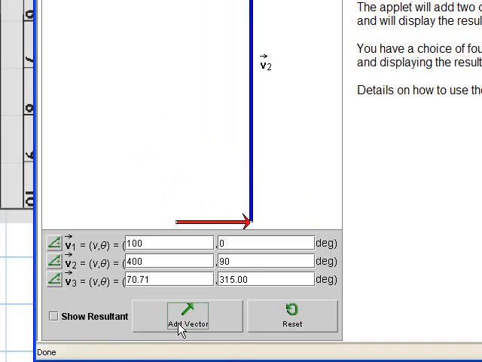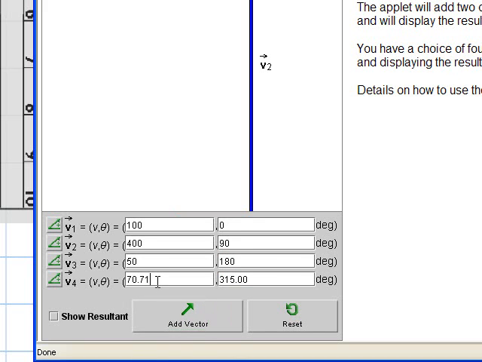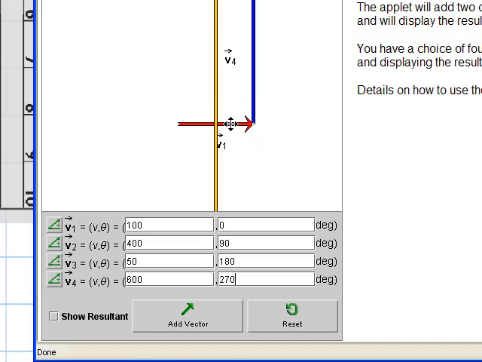Now I'm going to add a vector. I need the drag vector, which in this case would be 500 newtons. Respectively, I scale it down to 50, and it's pointing to the left, which is 180 degrees. And finally, I have the weight, which is 6000 newtons, and I scale this down to 600. Straight down, which is an angle of 270 degrees. There we go, and now I move this in here.